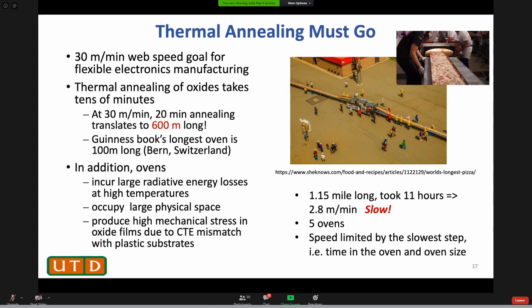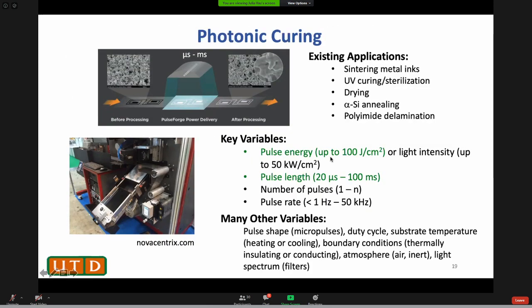There are many variables one can control with this flash lamp. This is a xenon flash lamp. You can control the energy it delivers, or the light intensity. We can control how long the pulse is on. We can control the number of pulses. We can control how fast you pulse it, so this has to do with whether the sample cools back down before you hit it with the next pulse or not.